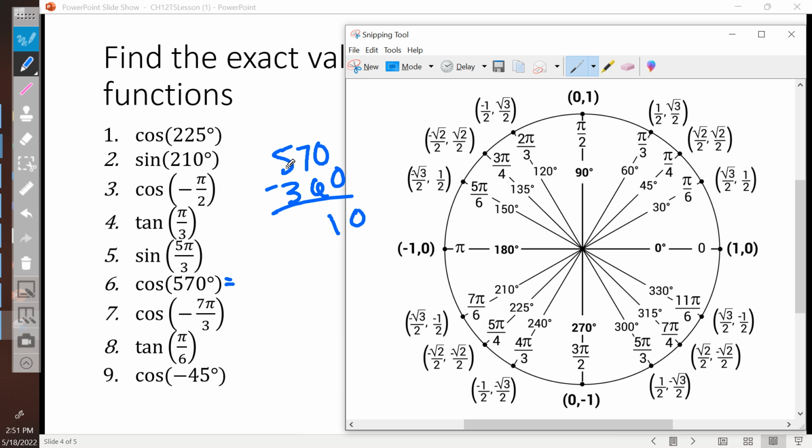So this is a 210-degree angle. It goes around one full time, and then it goes around 210 degrees more. So it's right here. So we have this angle right here. Cosine of 210 is the same as cosine of 570. We want the x-coordinate since it's cosine, so negative square root 3 over 2.